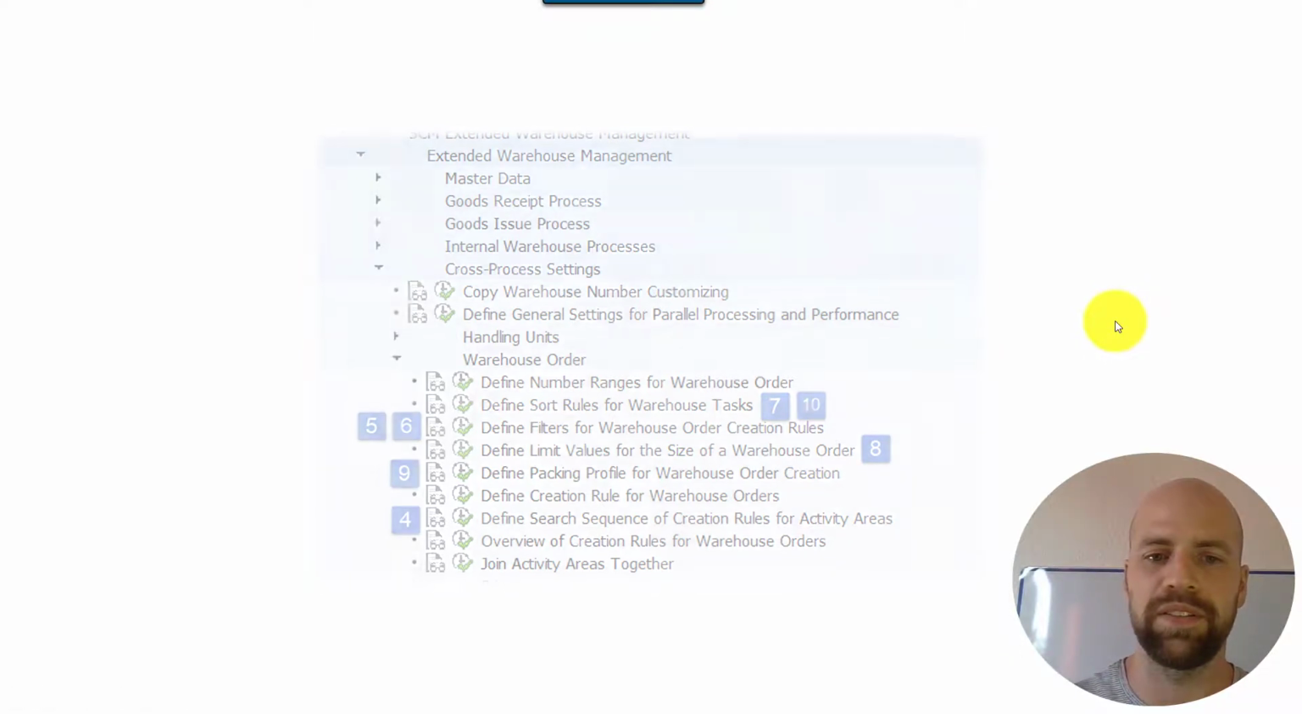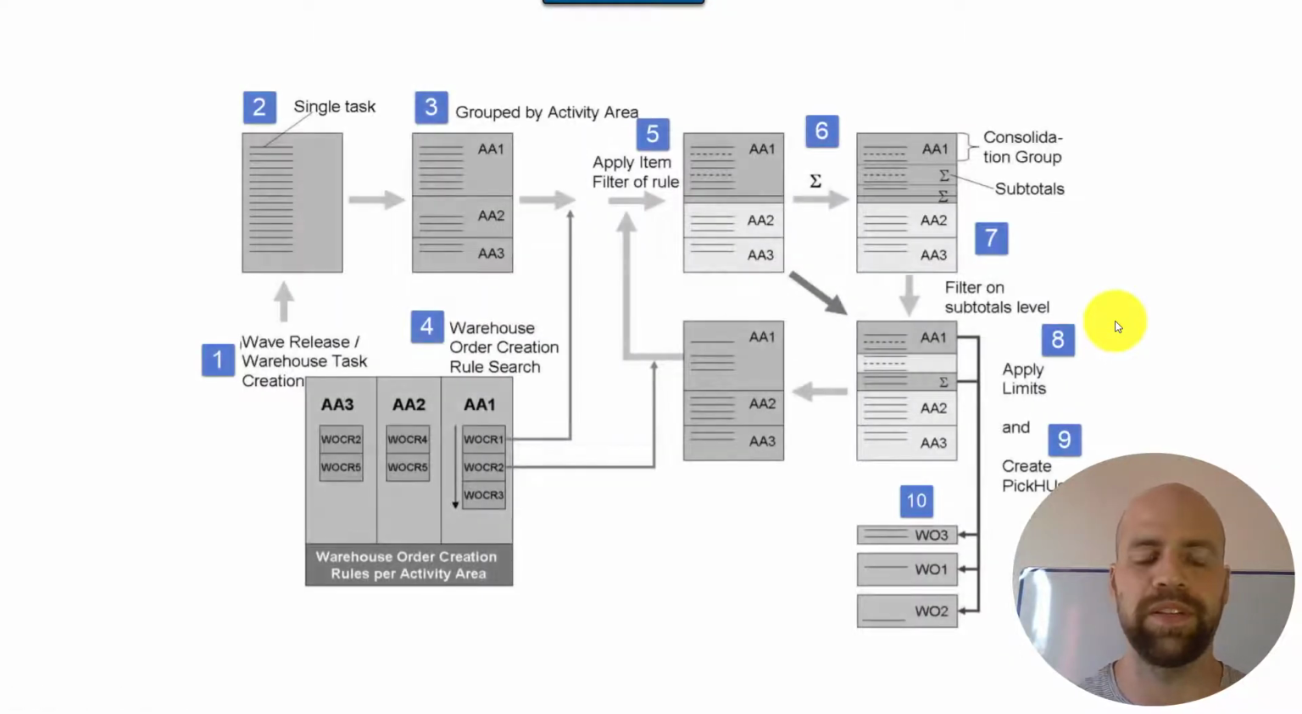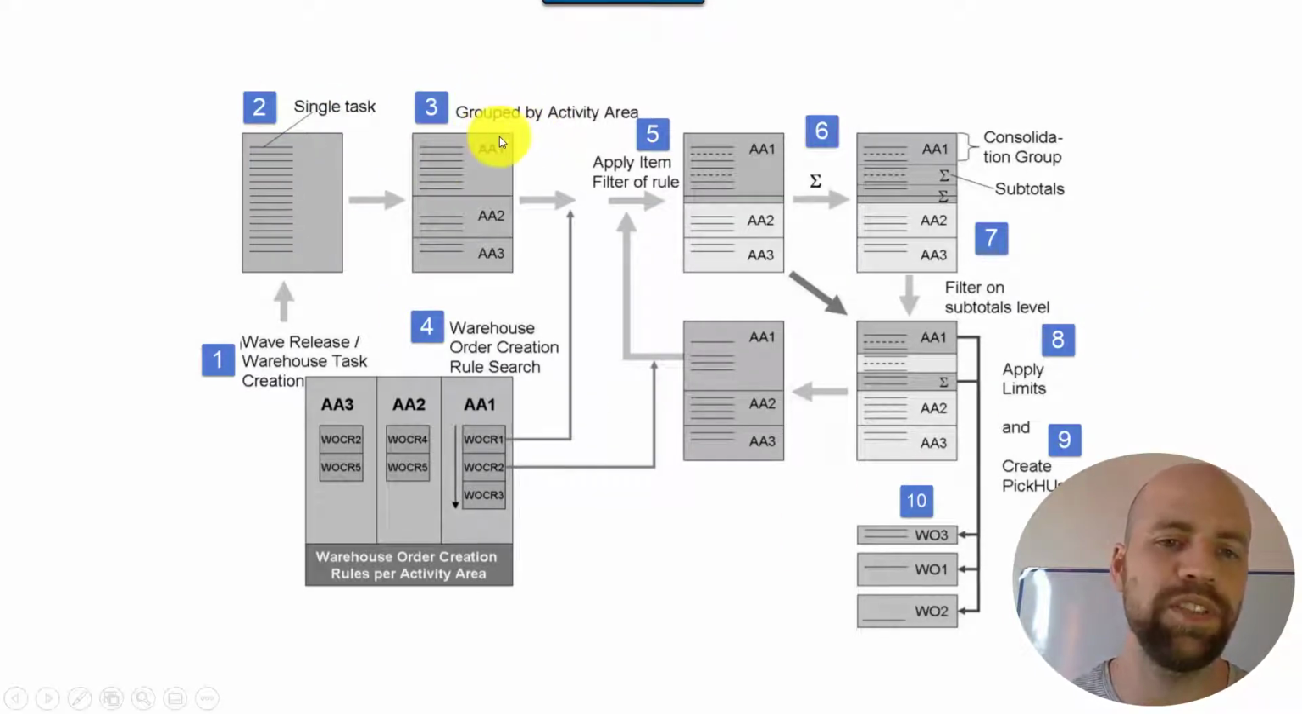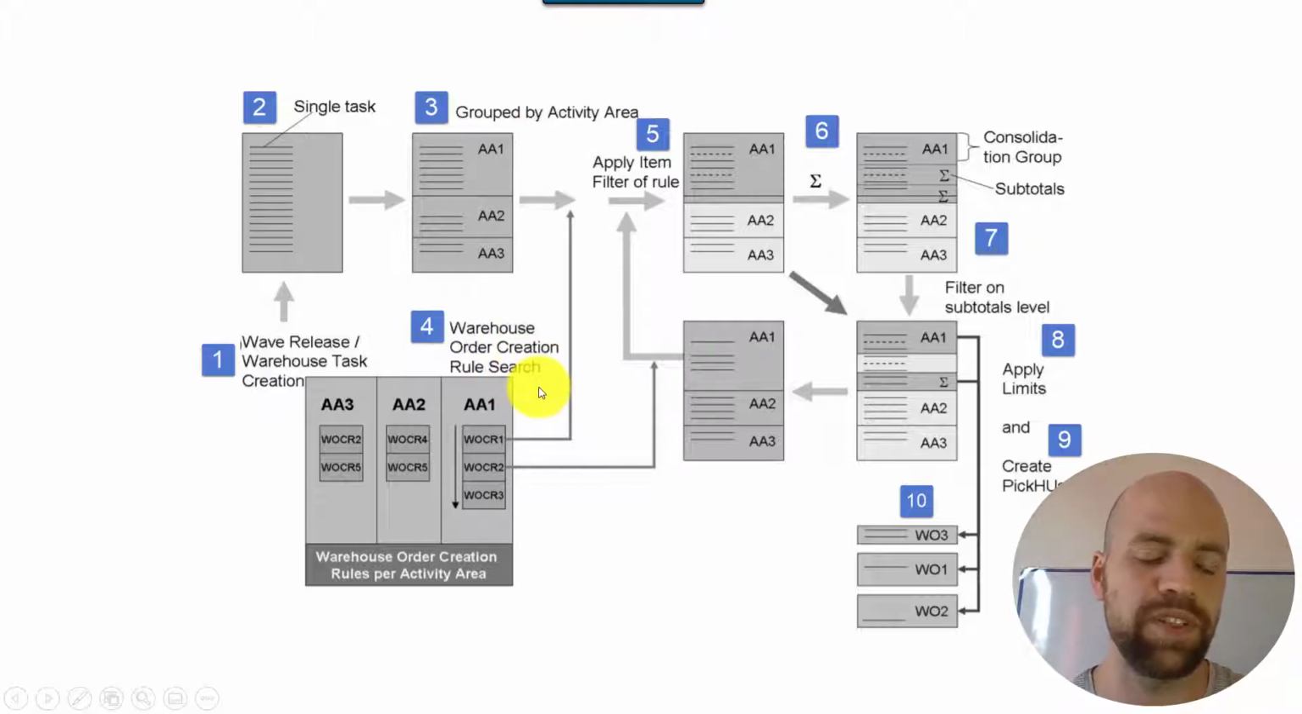Now I went one slide ahead. So we have the task, and then they are grouped by queue and by activity area, and then we apply the warehouse order creation rule search. That's what you see in customizing based on queue and activity area. We determine warehouse order creation rules which are to be applied, and at the very beginning we apply a filter on item levels, so we kick out warehouse tasks which do not fulfill specific requirements.